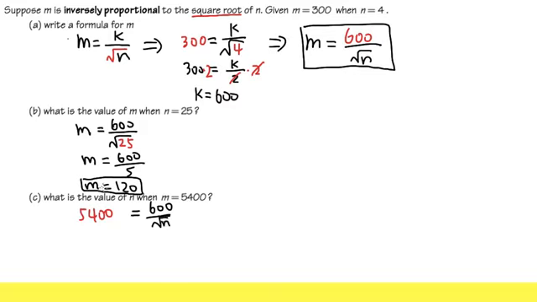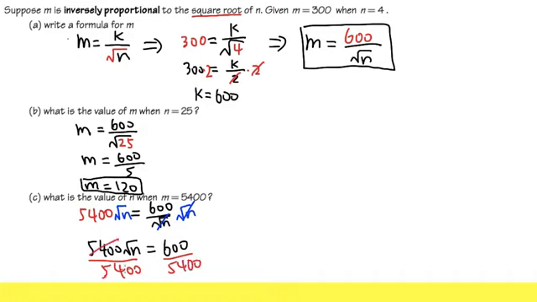What I need to do first is multiply both sides by square root of n, so we can cancel out the denominator. So let's write here, multiply by square root of n. From here, we have 5400 square root of n, and that's going to be 600, like this. And from here, we can divide both sides by 5400, and you see this and that will cancel. We can now work that out. We will have square root of n being equal to 600 divided by 5400. You can just reduce this.